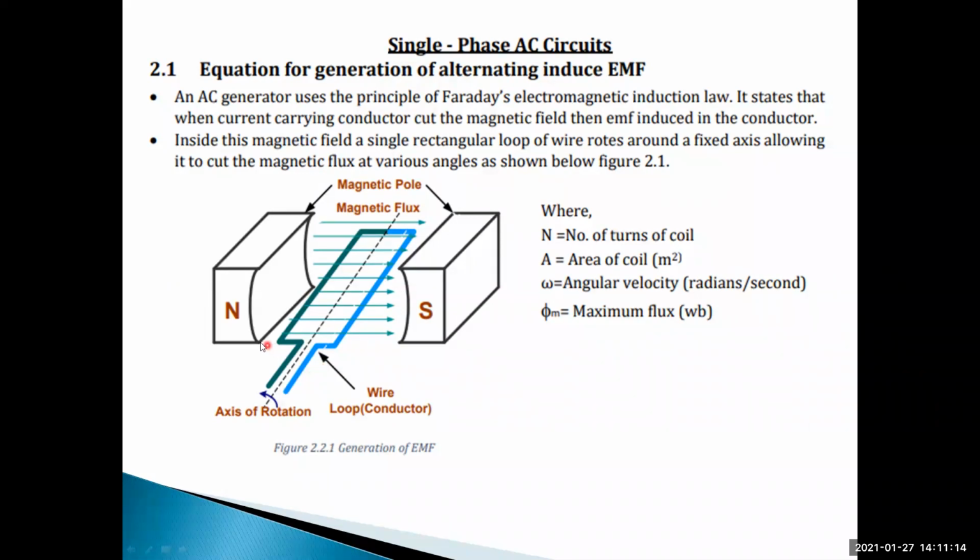You know well, the magnetic flux is always from north to south, like this. A is the area of the coil in meter square. This is the active length of the conductor. Consider only this part, don't consider the remaining part. W is the angular velocity in radians per second, and phi m is the maximum flux in Webers. Understand?